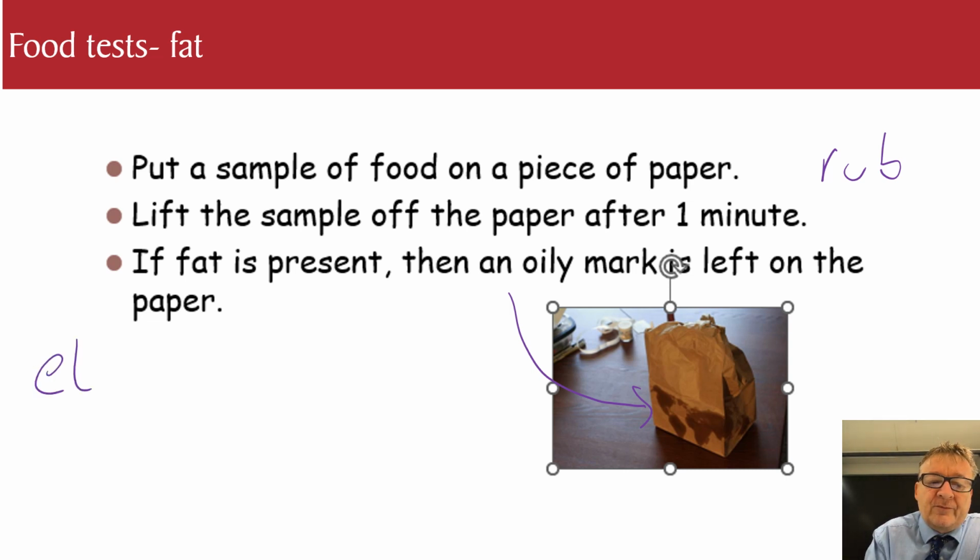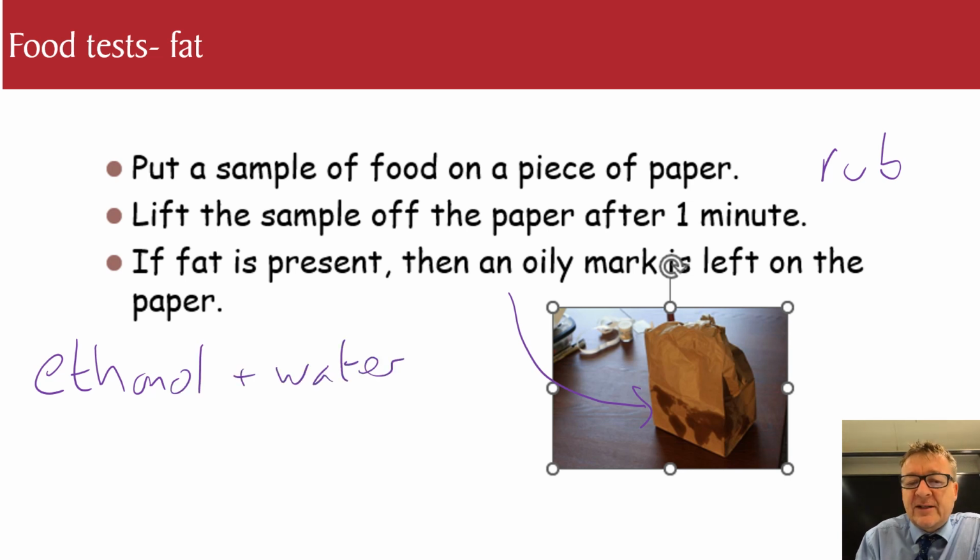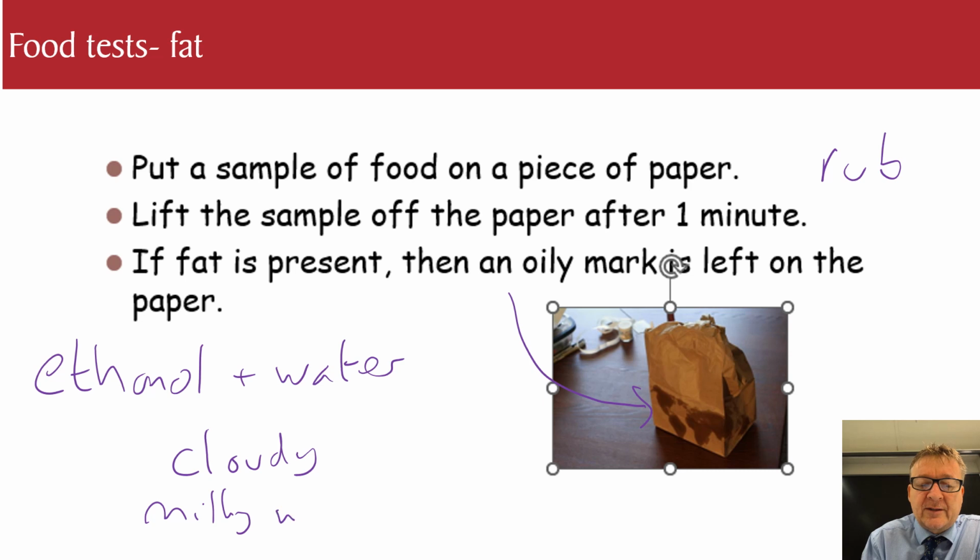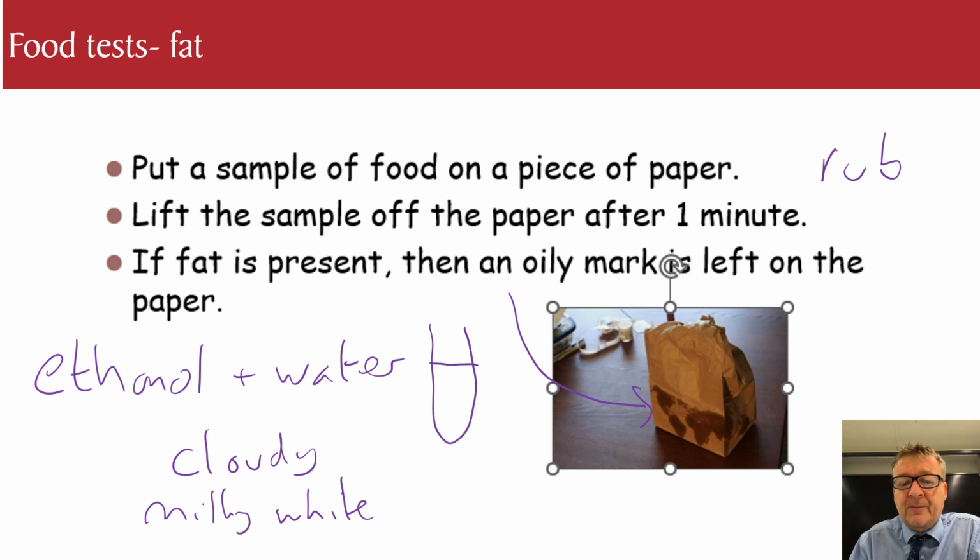There's also another one, which is add your food substance to ethanol and water. If you add it to ethanol and water, it will then go cloudy. Sometimes it's called milky white. So your ethanol and water in a boiling tube is nice and clear, it just looks like water really. You add fat to it, or a food substance that's got fat in it, and it goes cloudy, and it's often called milky white.